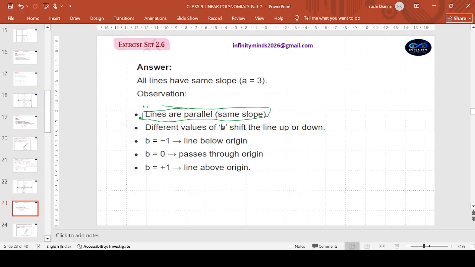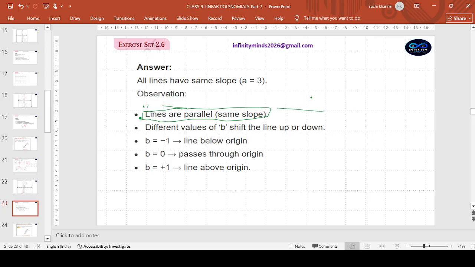Different values of b. Now if the slopes are same, how can they give you the b also the same value? Then the entire line will be the same. Then that's the same line. Obviously b is going to be different. Having same slope, different y-intercept, something is going to be different.